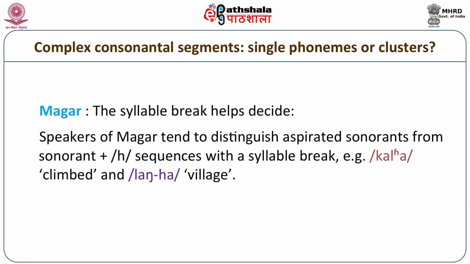In the language Magar, we have a very clear way of distinguishing aspirated nasals from nasals followed by an aitch. For example, we have words such as kalha, climbed, which is uttered without any break between the lateral and the aspirate. And in the word lang ha, village, we have a clear break between the nasal nga and the aspirate ha.